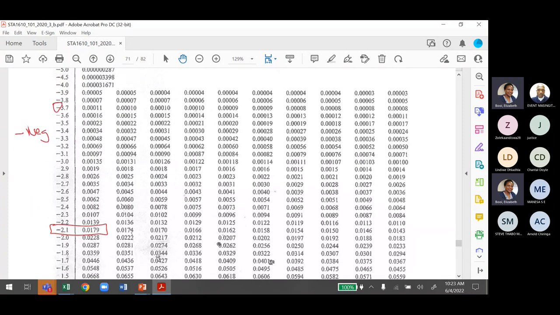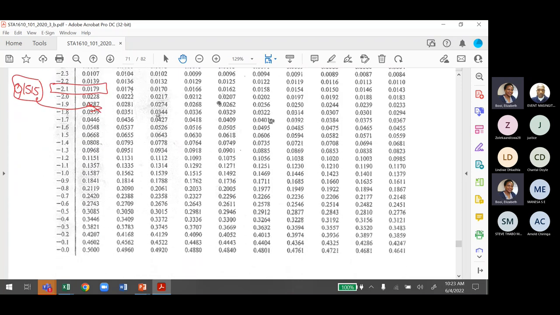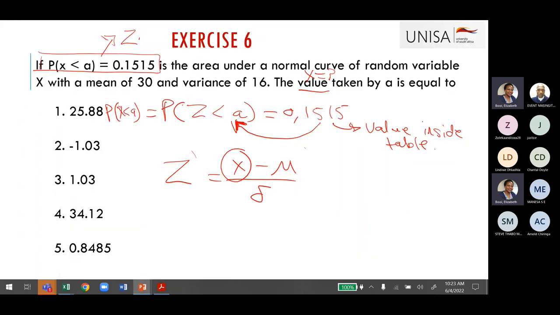So we're looking for 0.1. Let me write it here, 0.1515. That's what we're looking for inside the table. Any of these values should be 0.1515. There is our probability that we were given. Now we need to go out and collect our first two digits, which is minus 0.1. I'm going to go and write them here. So now we have our value.